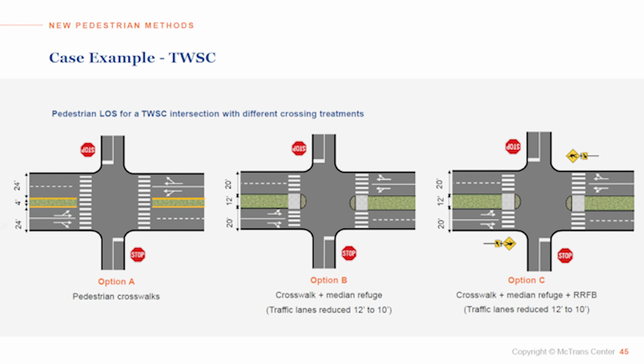So here we have three different options for solutions. Option A, we're going to implement pedestrian crosswalks, as you can see here. In option B, we're going to keep the crosswalks, and on top of that, we're going to implement a wider median refuge. That would allow pedestrians to cross in a two-stage crossing, so they can stop at the median and then proceed. And option C, on top of everything we have before, we are also going to implement a rectangular rapid flashing beacon, as you can see here. Let's see how that affects calculations for all these cases.